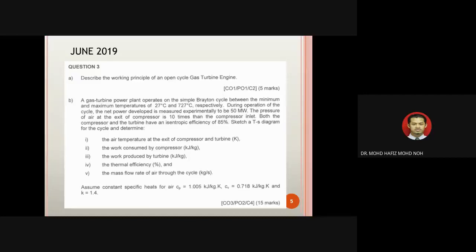So with this, actually you get 5 marks. Okay, so this one, the answer is already in your notes. So please refer to the notes. Right, and then you go for question B.